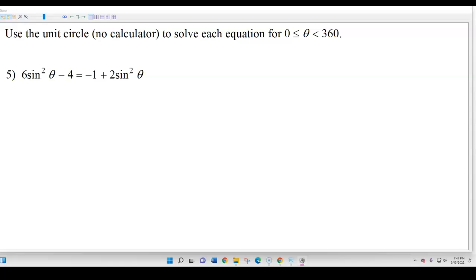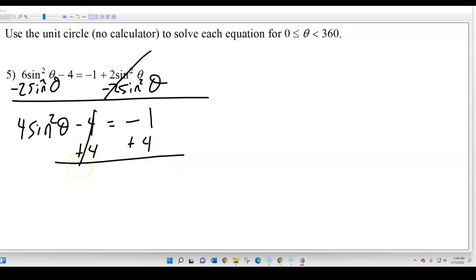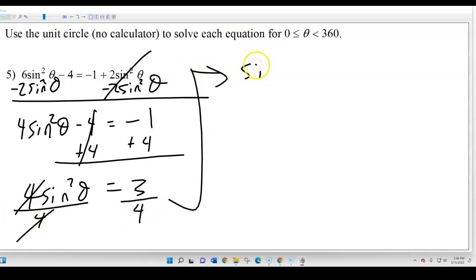So no fractions, so I don't have to get rid of any fractions here, but I do have sine squareds on both sides. So I'm going to start by putting those sine squareds together. So that goes away. And on the left, we're left with 4 sine squared theta. Okay. Now we want to get the sine squared theta by itself. So the first thing we're going to do is add this 4 over there. That leaves me with 4 sine squared theta equals 3. And then I'm going to divide both sides by 4. And that's going to leave me with sine squared theta equals 3/4.